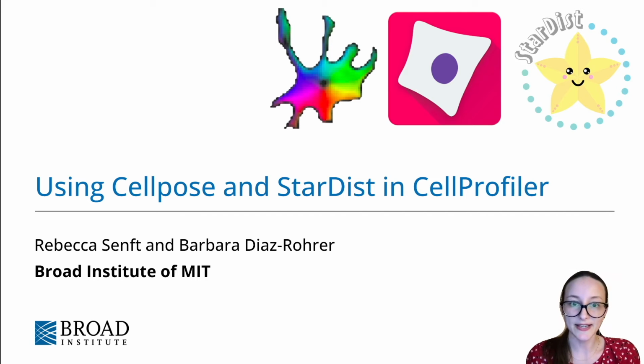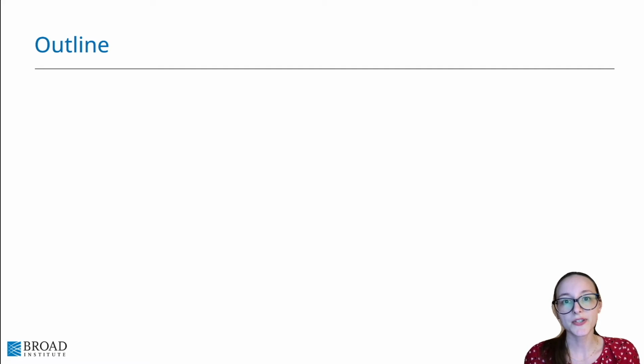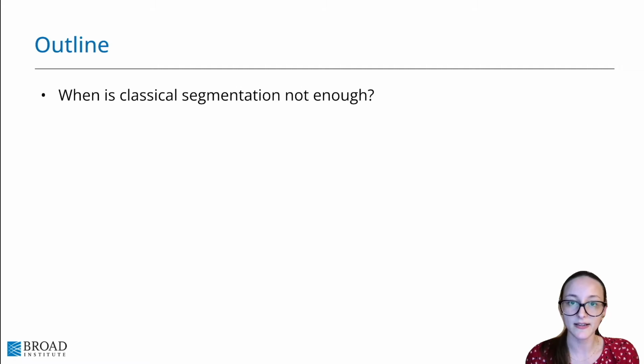So with that out of the way, let's get started with an outline of the tutorial today. First off, we're going to spend a little bit of time talking about what types of images and what types of objects are not suitable for classical segmentation techniques. What about objects or images makes them perform poorly with our classical techniques? And by classical, I mean things like basic thresholding and watershedding or declumping algorithms. And these are cases where we instead may want to use deep learning models to segment our objects of interest.